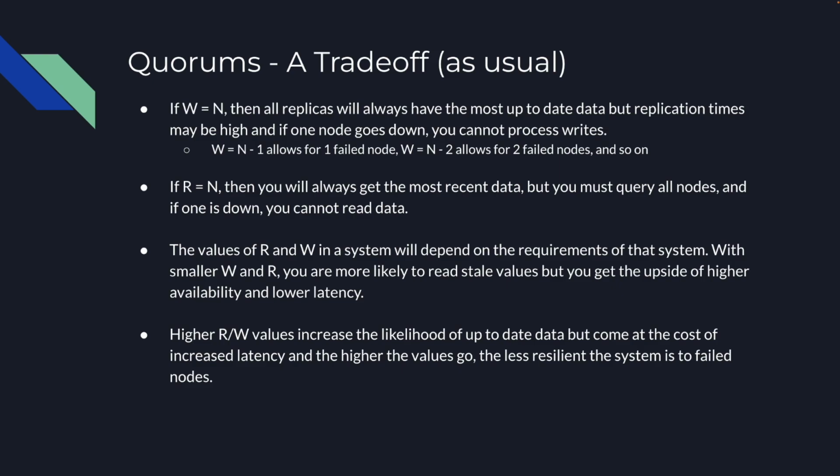And higher r and w values are going to increase the likelihood of up-to-date data, but come at the cost of higher latency. And the higher the values go, the less resilient your system is to failed nodes, because you're going to need a certain number to confirm them. If certain nodes are unavailable and you can't reach that value for w and r, then you can't actually read or write your data, because you have to wait for those nodes to come back.